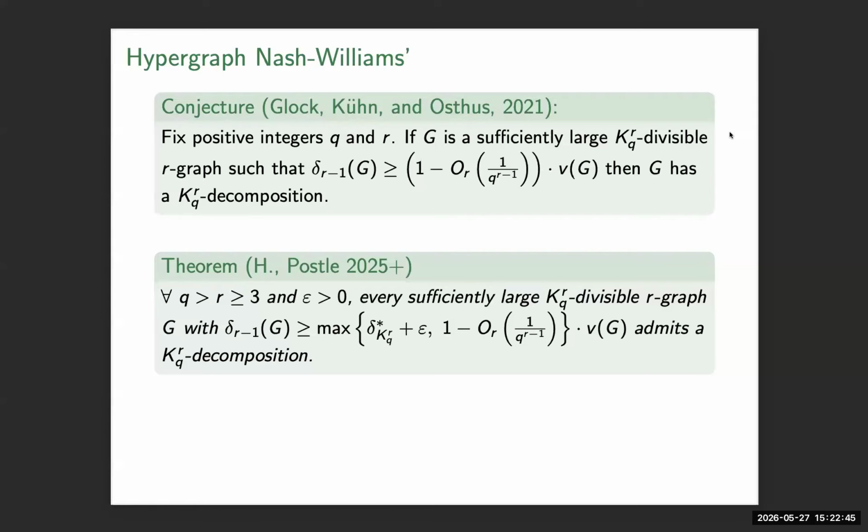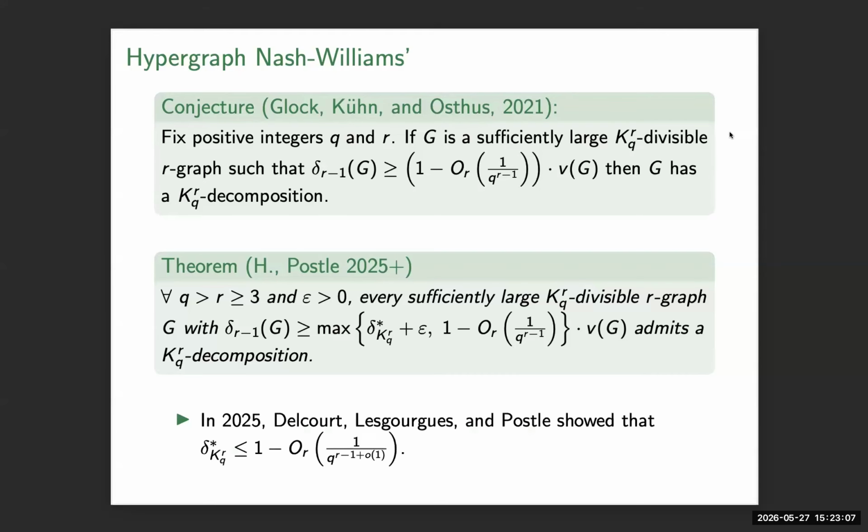And that brings us to our theorem. We showed that every sufficiently large K_q^r divisible r-graph G with minimum (r-1)-degree at least the maximum of the fractional threshold or the conjectured value times its number of vertices admits a K_q^r decomposition.